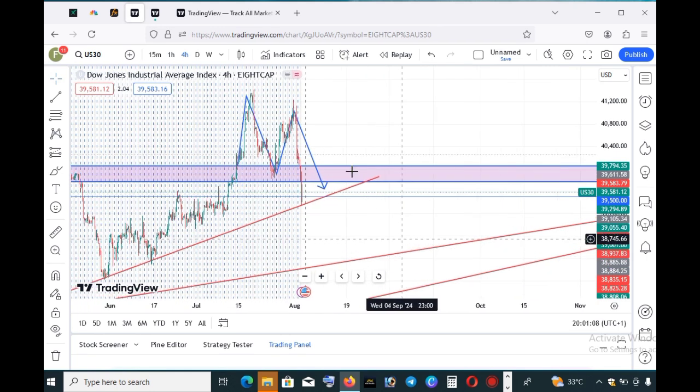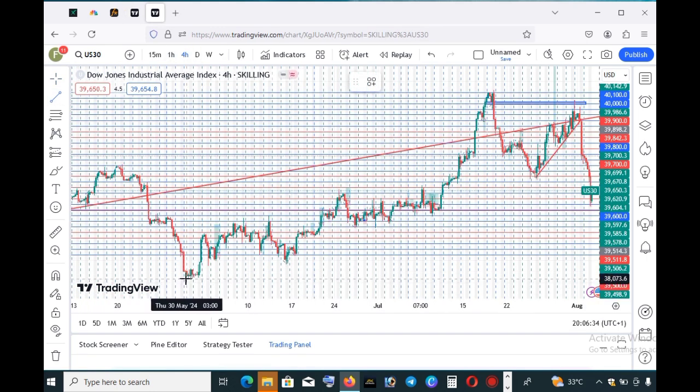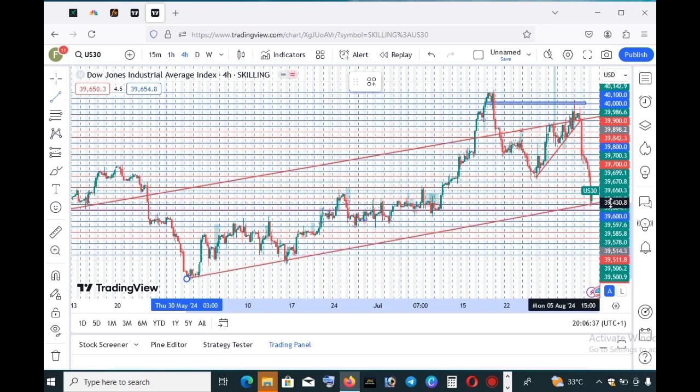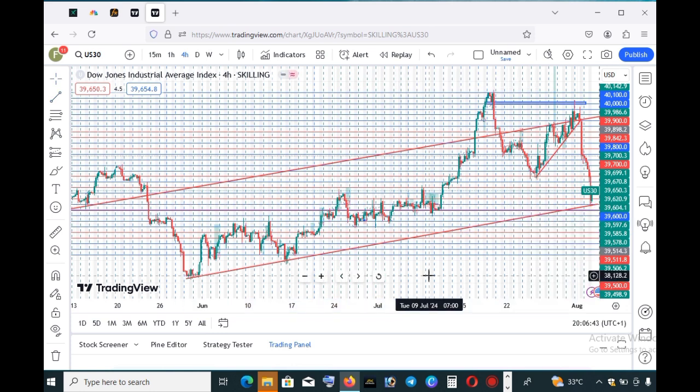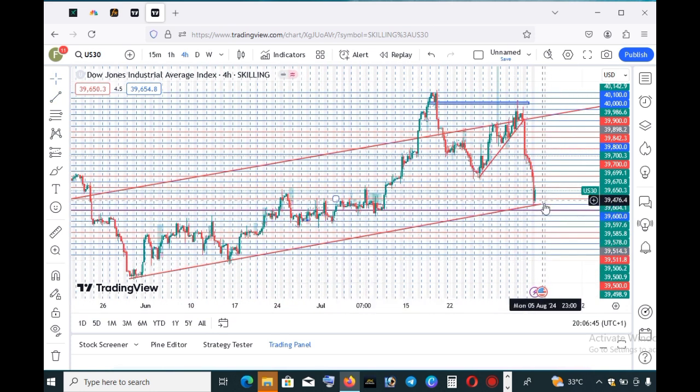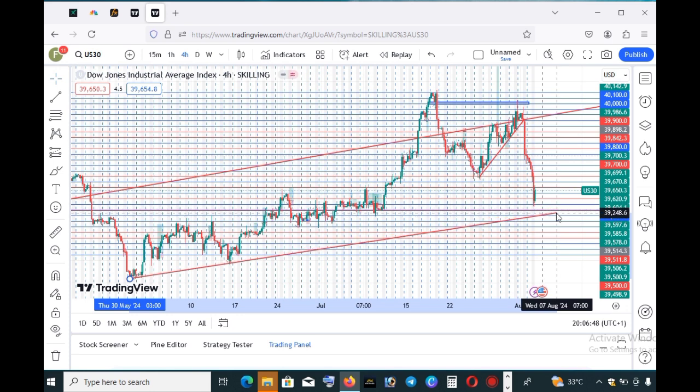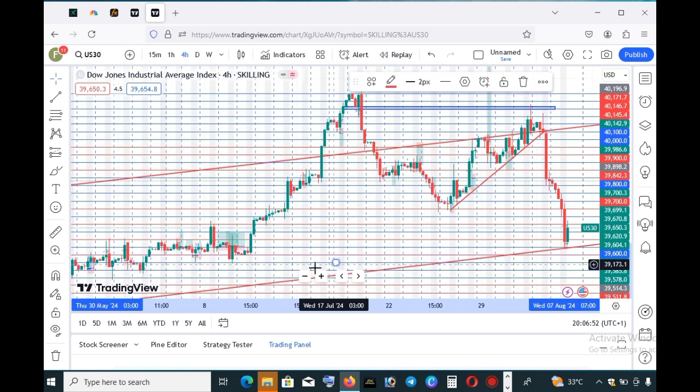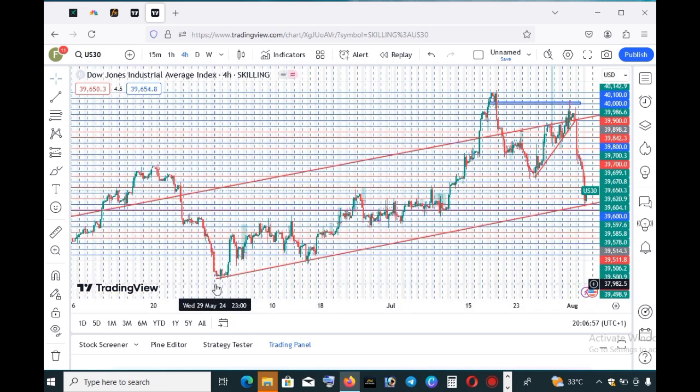This is the 4 hour. Let me just go back. You can see this trend line here already. You can just see it. So you can just see it here.